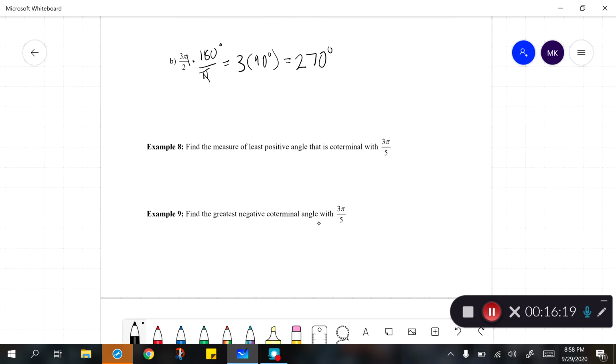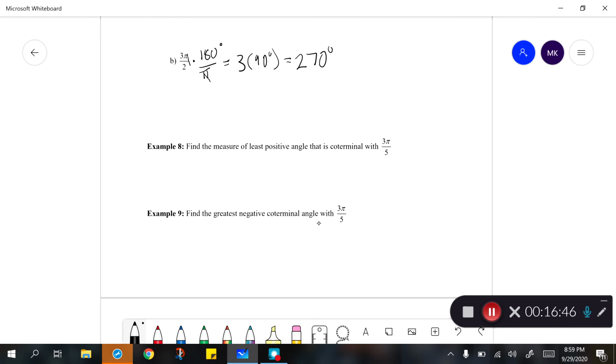Now, here's an example of using radians and coterminality. Something that you may be tempted to do is to look at this and go, okay, cool. So I've got 3 pi over 5 radians. I need to find something coterminal. So I'm going to convert this from radians to degrees, add 360, and then convert back into radians. But that's a whole lot of mess, right? We don't want to do that.